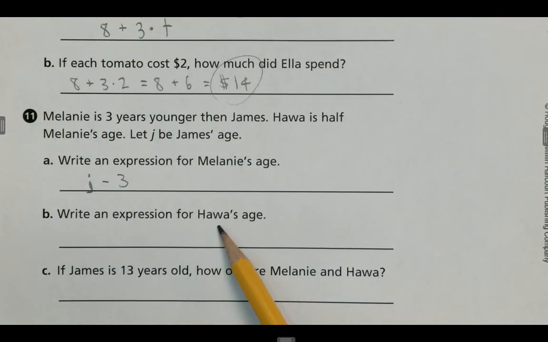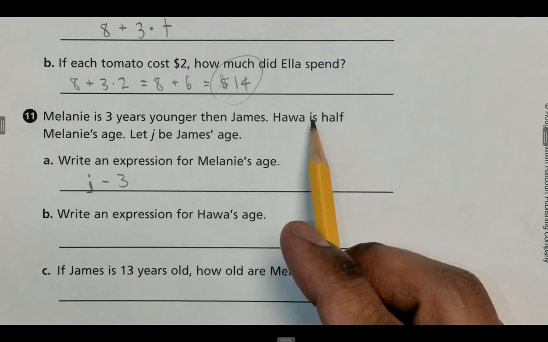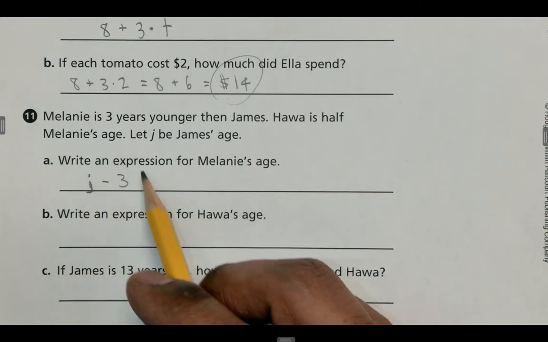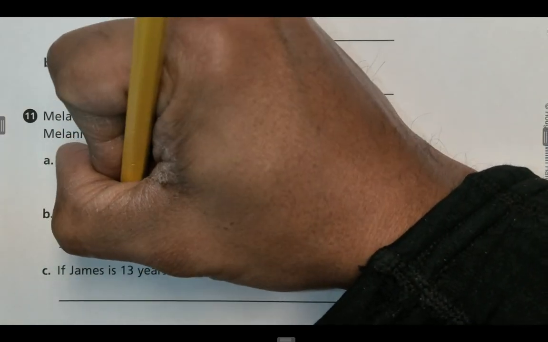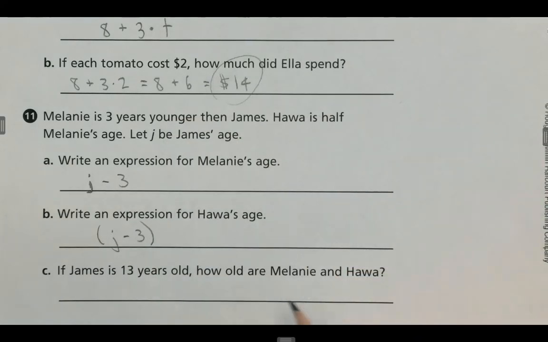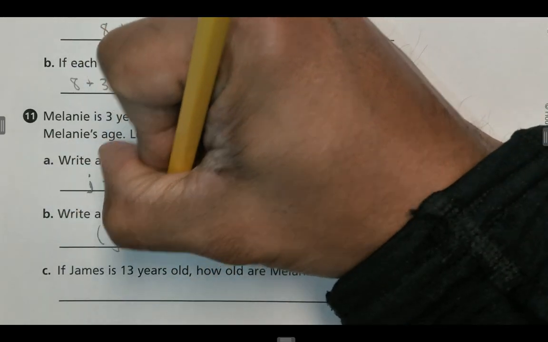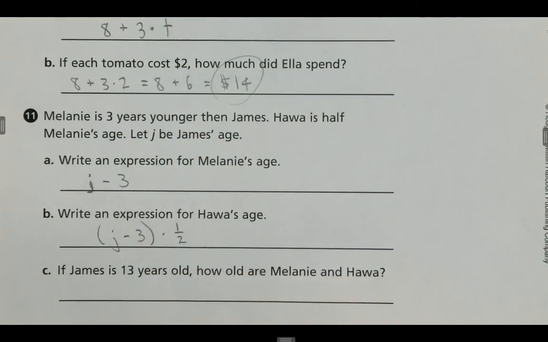B, write an expression for Hawa's age. Okay. Well, Hawa is half Melanie's age. This is Melanie's age, J minus 3. So Hawa's age is Melanie's age, J minus 3, but it's half of it. So I could say divided by 2, or I could say multiply by a half. It's half.